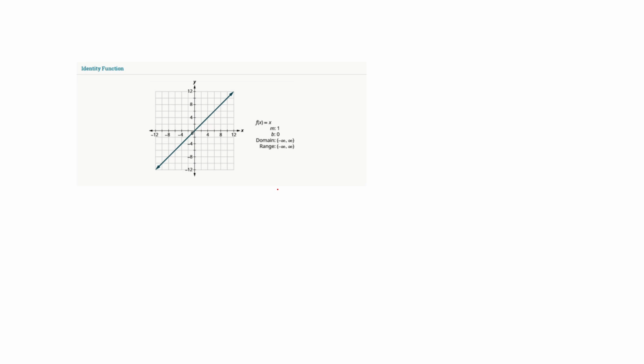Okay, this is kind of a repeat. So the identity function really is the same as just a line here, but it's a line with a slope of 1 over 1 and no y-intercept. So that's all that's happening. You get a diagonal line if you just have y equals x. And it is a function because it passes the vertical line test.